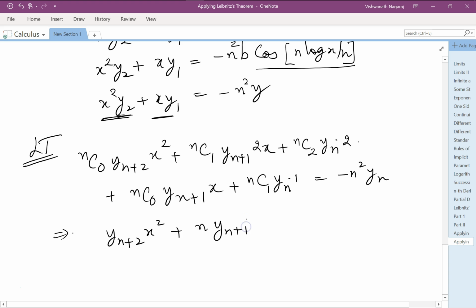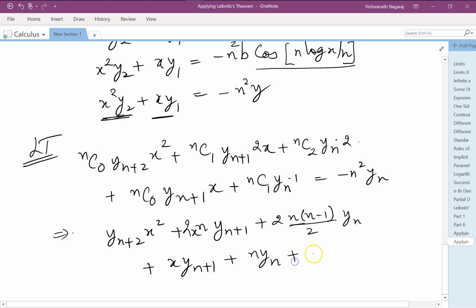y_(n+1), let's bring in 2x in front, plus 2 times, no, let's do it. Okay, 2, let's bring it front. nC2 is n into n and y_n, okay, plus nC0 is 1, so this becomes x y_(n+1) plus n y_n, and let's bring it to the left hand side, so plus n square y_n equal to 0.